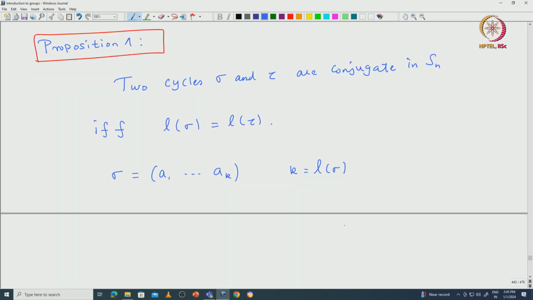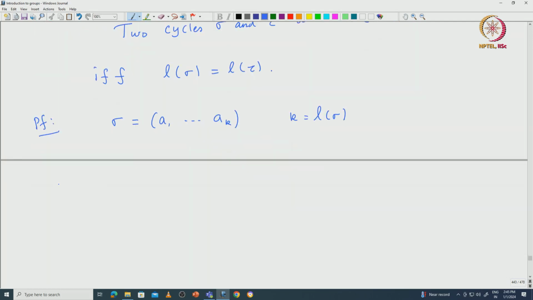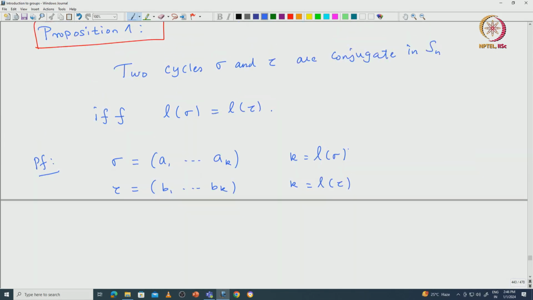So here is the proof. You take sigma to be (a1 ... ak), so this k is the length of sigma. Similarly, take tau to be (b1 ... bk), where k is again the length of tau. So we already actually looked at this. Let's prove the one way.